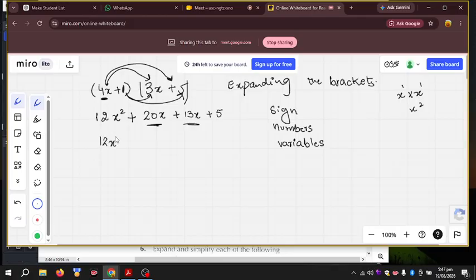So 12x square plus 33x plus 5. So this is how you have to expand the bracket and you have to simplify it.